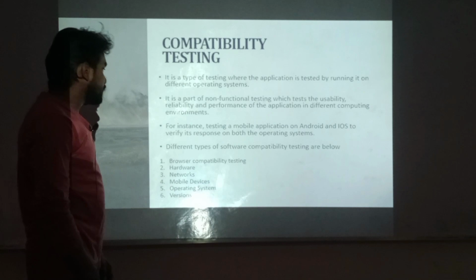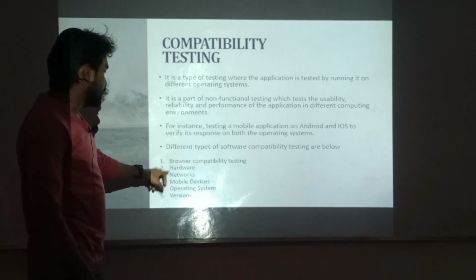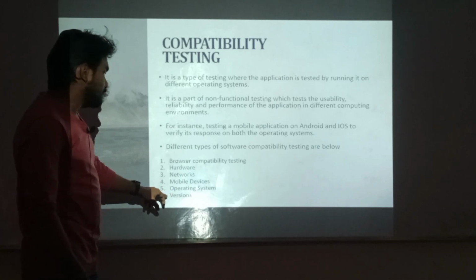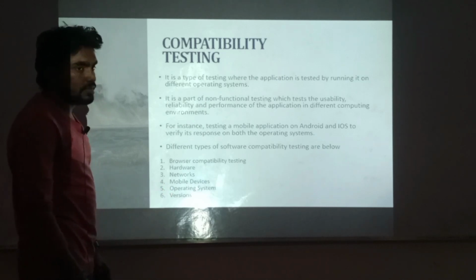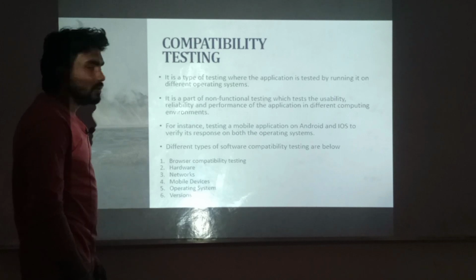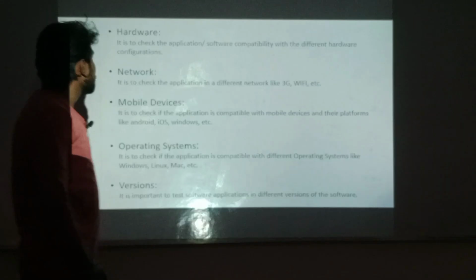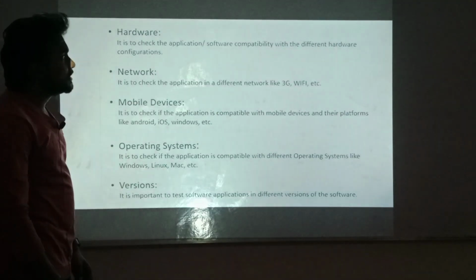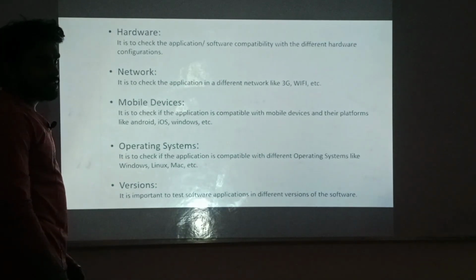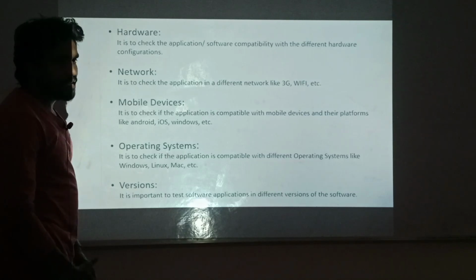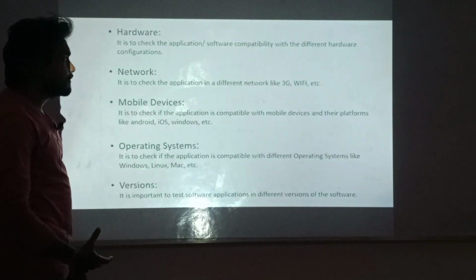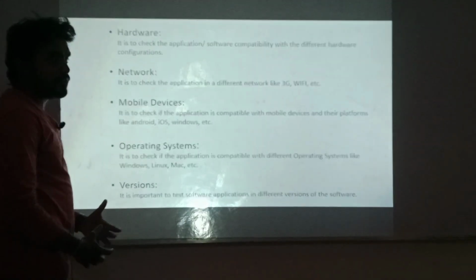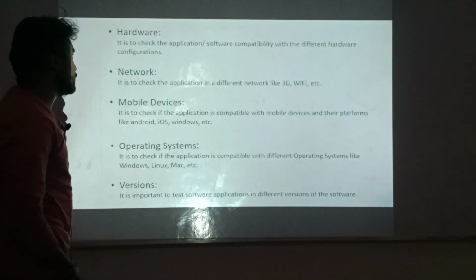The first one is browser compatibility testing and hardware. The next ones are networks, mobile devices, operating system, and versions. These are the different types of software compatibility testing we can perform on a particular application. In hardware, we usually check the application's compatibility with different hardware configurations. If we take a particular hardware, we install the software and test the compatibility of the hardware with the application.